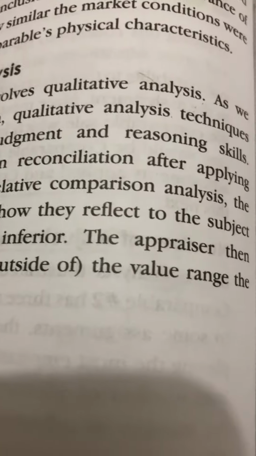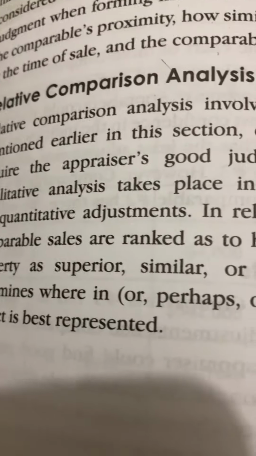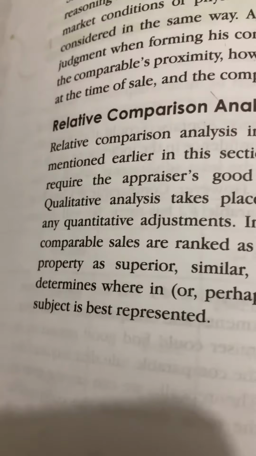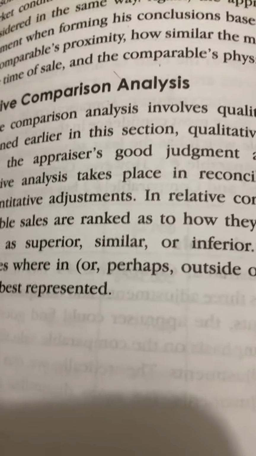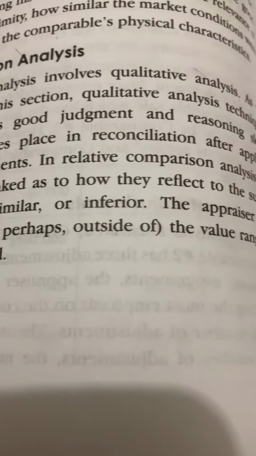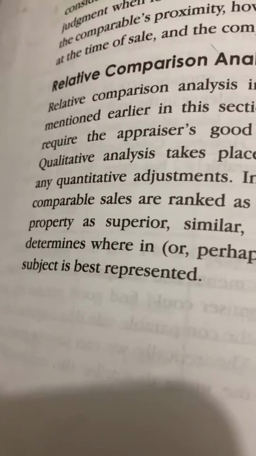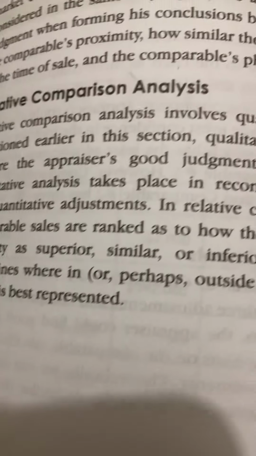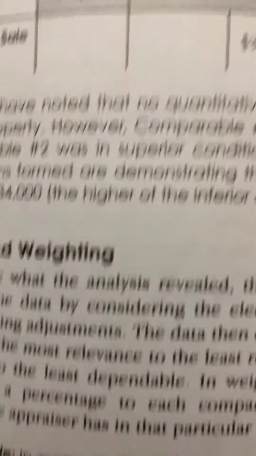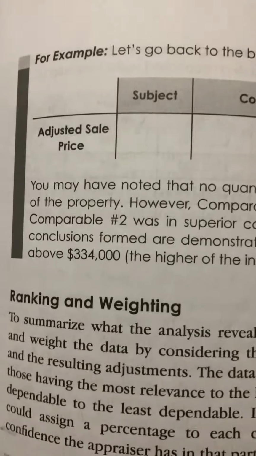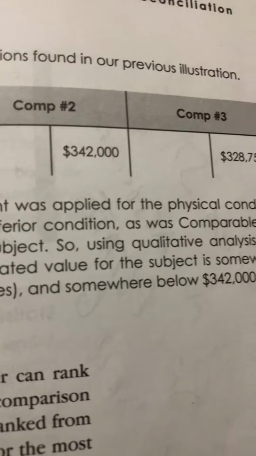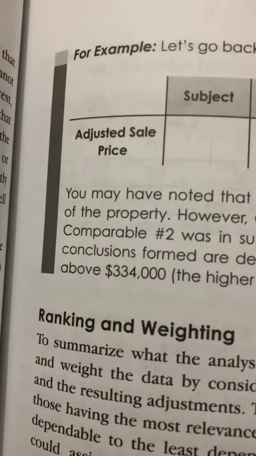In relative comparison analysis, the comparable sales are ranked as to how they reflect to the subject property as superior, similar, or inferior. The appraiser then determines where in, or perhaps outside of, the value range the subject is best represented. Page 103. For example, let's go back to the bottom line conclusions found in our previous illustration.